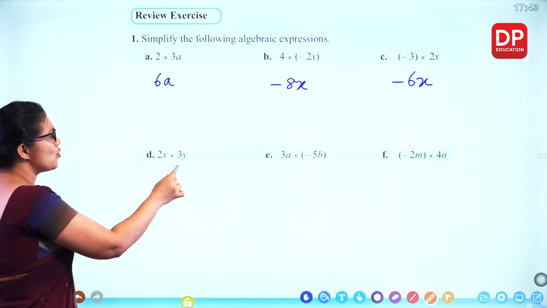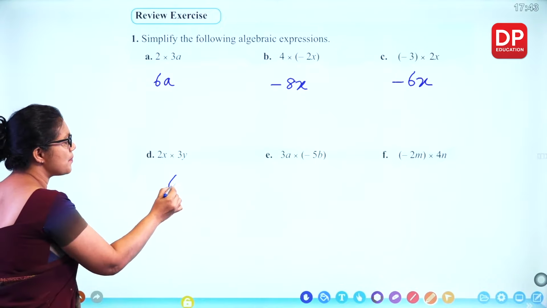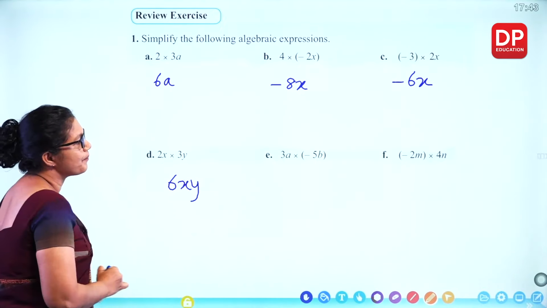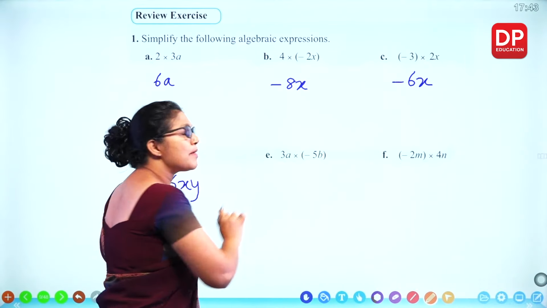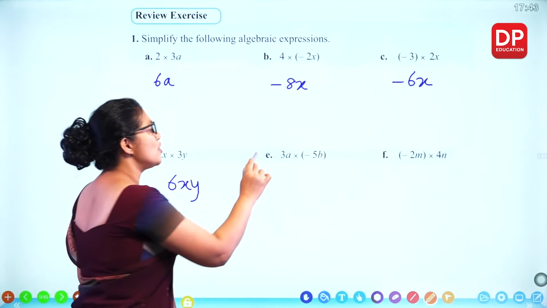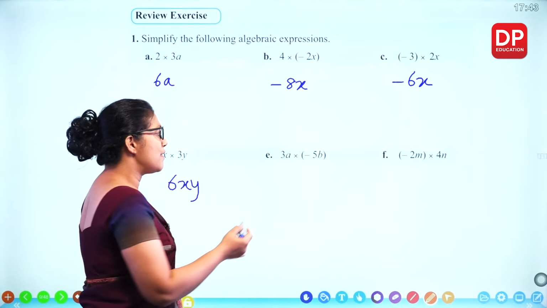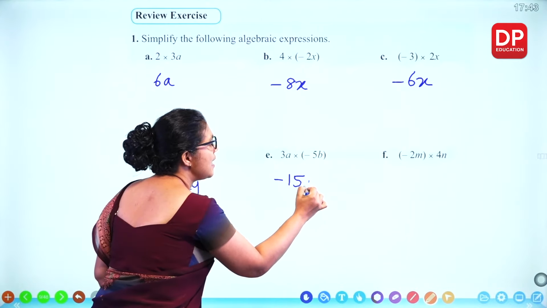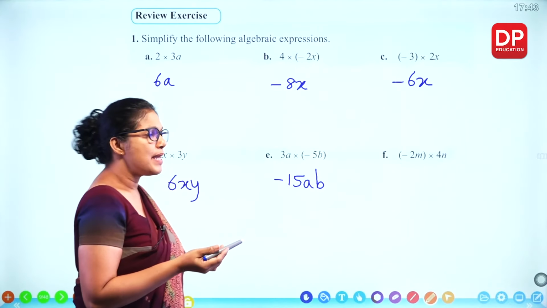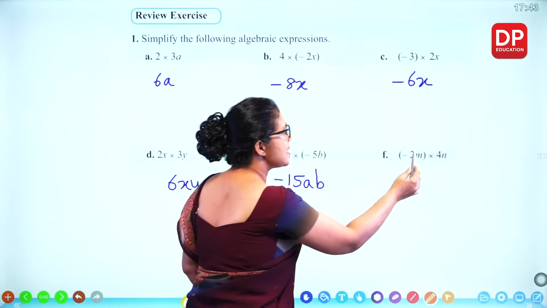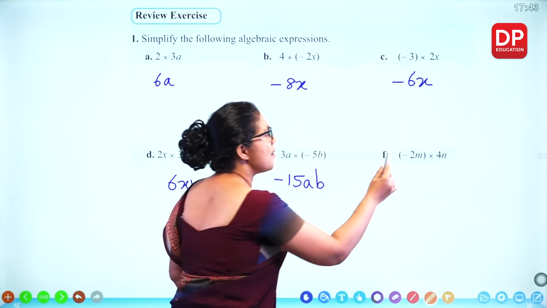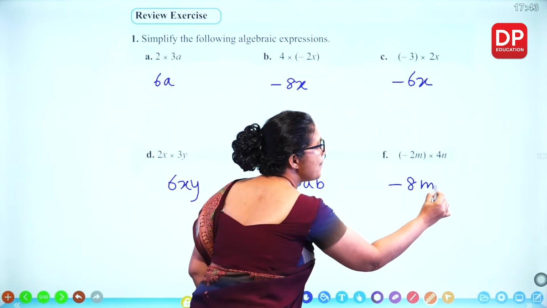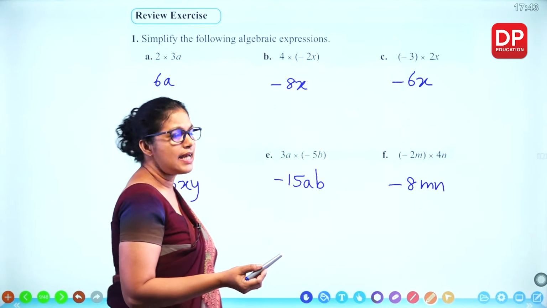This one, you get two terms. 2 times 3 becomes 6 and you get x and y. In this case, you get a negative value and a positive value, so you will end up with a negative value. 3 times minus 5 is minus 15. A and B, you can write AB or BA. In this case, again plus into minus, you get a negative answer. 4 times 2 is 8. MN, or you can write NM.